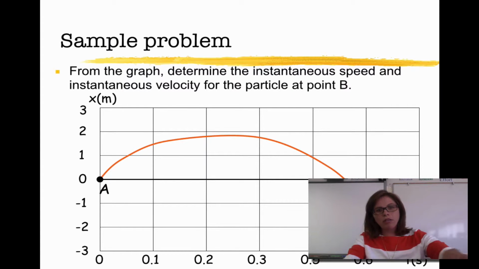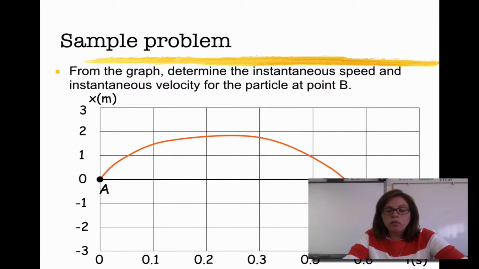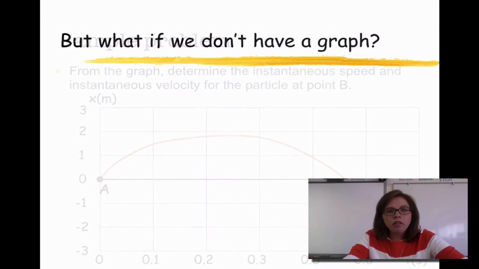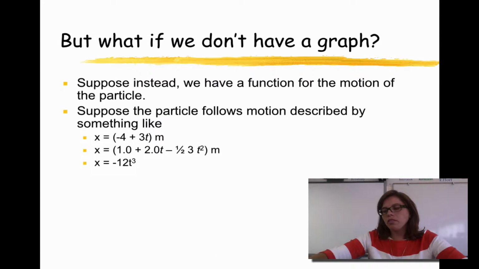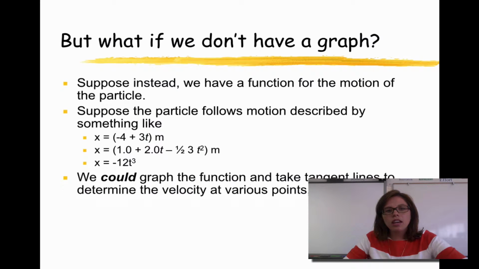So before, we had a graph as an example, and now we're not going to have a graph. So what are we going to do? Let's suppose that instead of giving a graph, we're given a function like this. Let's just say a polynomial function. We're going to be working mainly with polynomials, which is nice and easy for us.